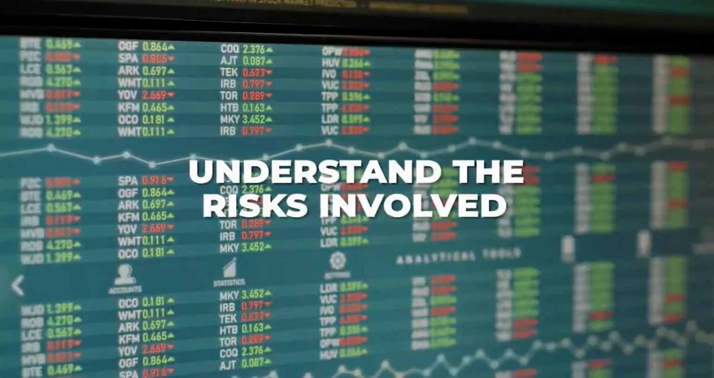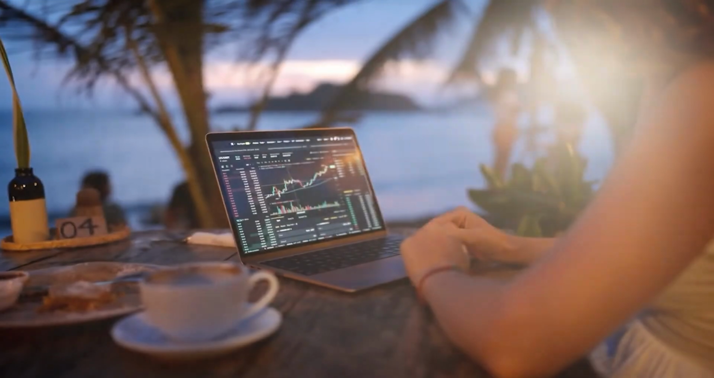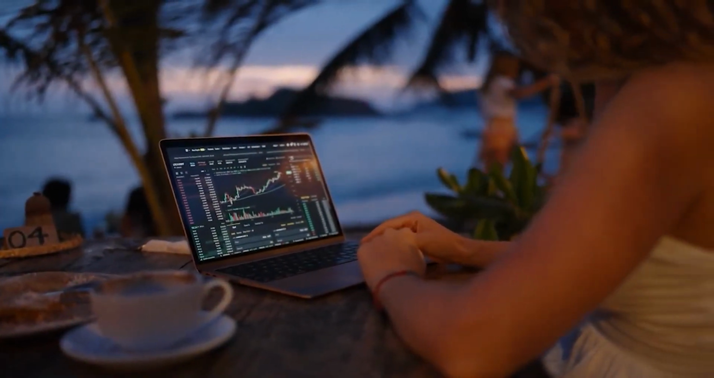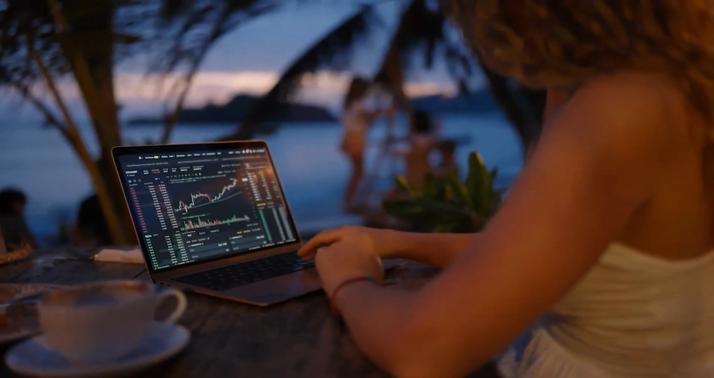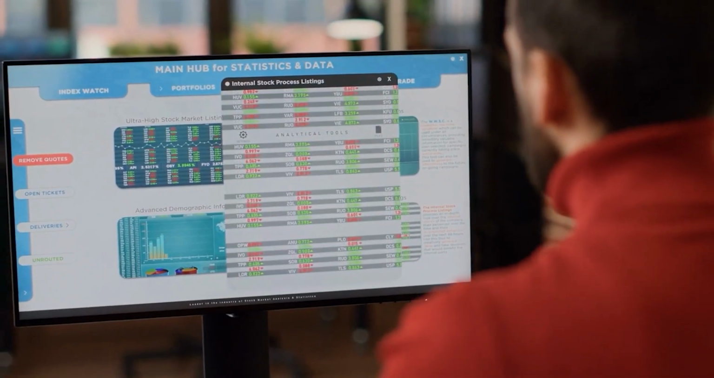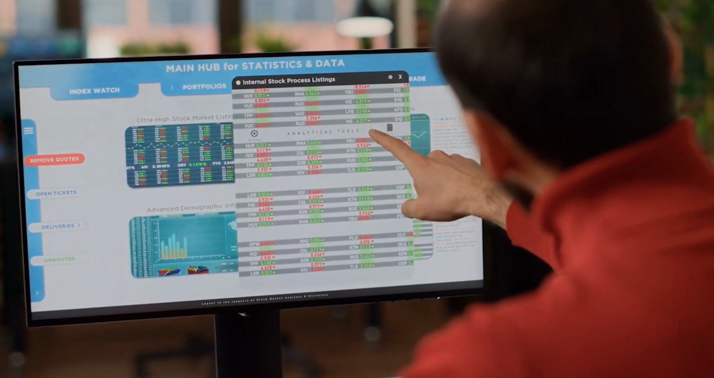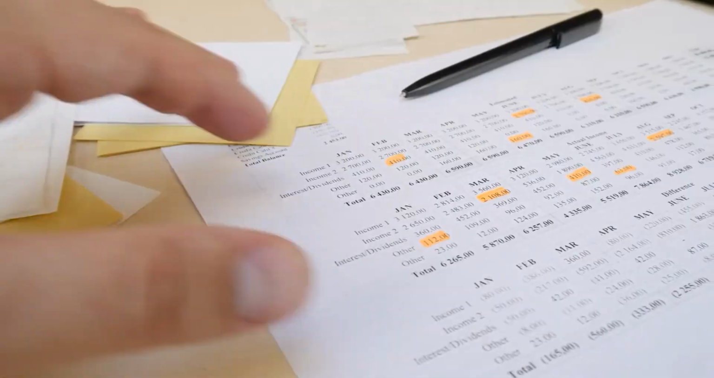Number 8. Understand the risks involved. While investing in the stock market can yield significant returns, it also comes with risks. It's important to understand and accept the risks involved, including the possibility of losing money. Don't invest more than you can afford to lose, and make sure to do your research and understand the potential risks before making any investment decisions.